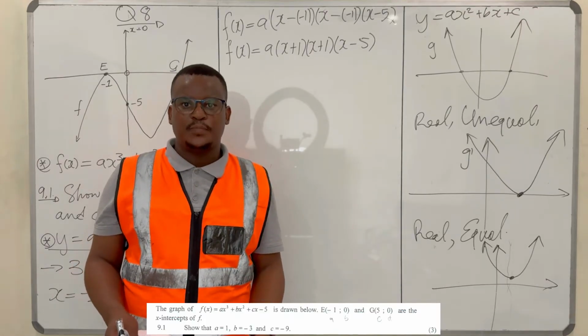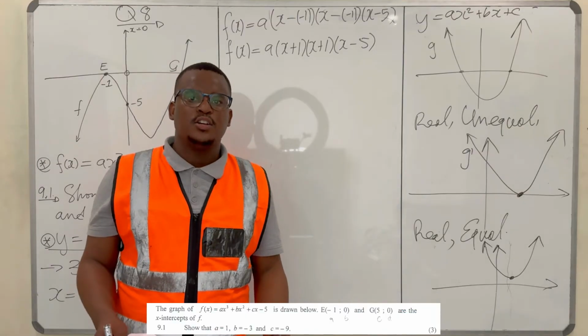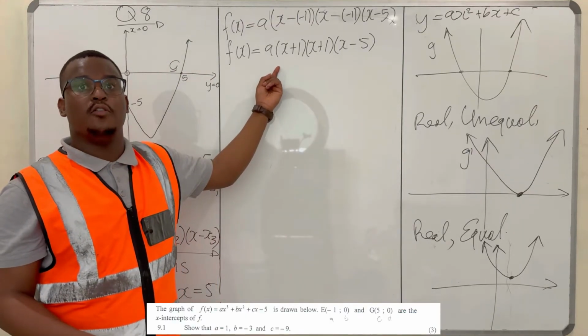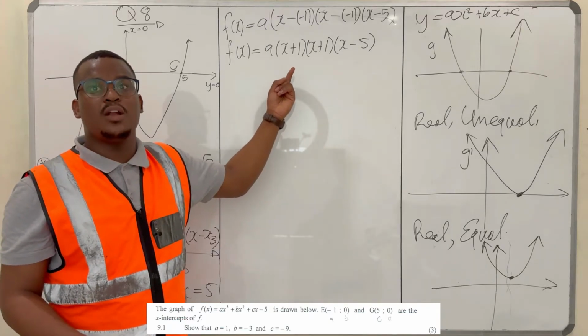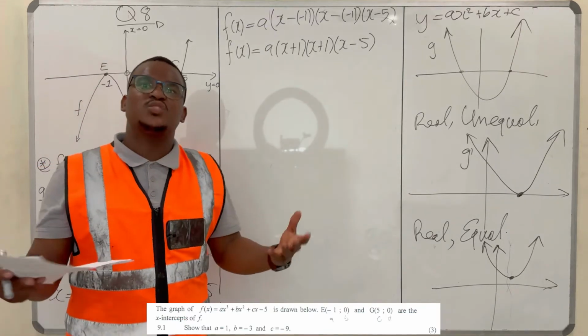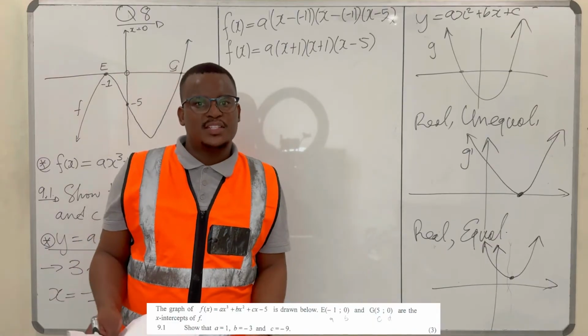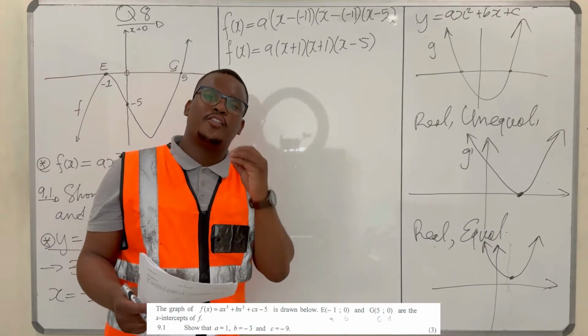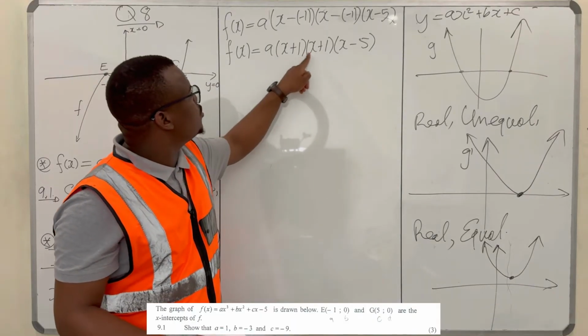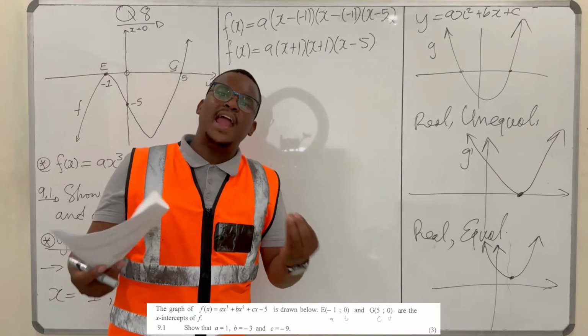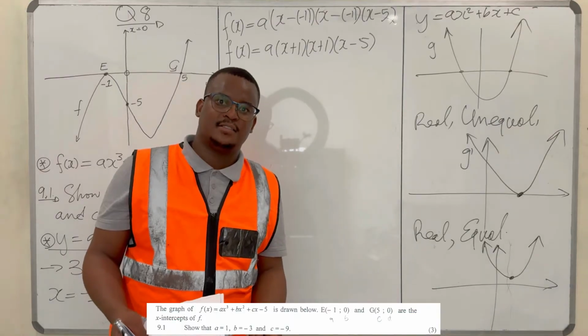How do we do that? You need at least 1 point to find the value of a. Right? In order for you to be able to find the value of a, you need at least 1 point. So you ask yourself, is there any other point on your function that you can use to substitute as y and those x values there, so that you can be able to find the value of a?